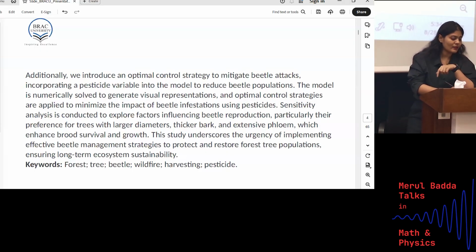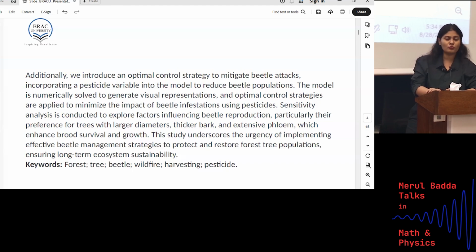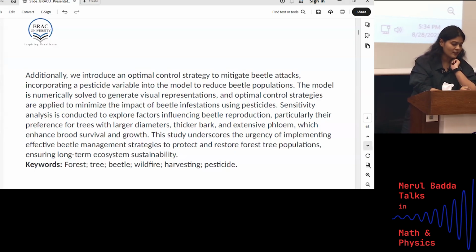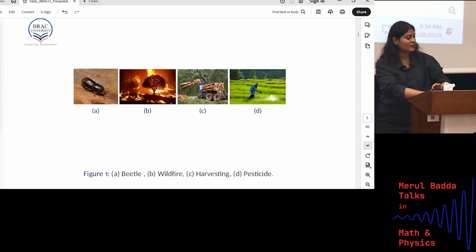Overall, we focus on tree plantation systems and how we can do better work to establish forest ecosystem management. These are some keywords for our research, and some visual representations of our keywords.